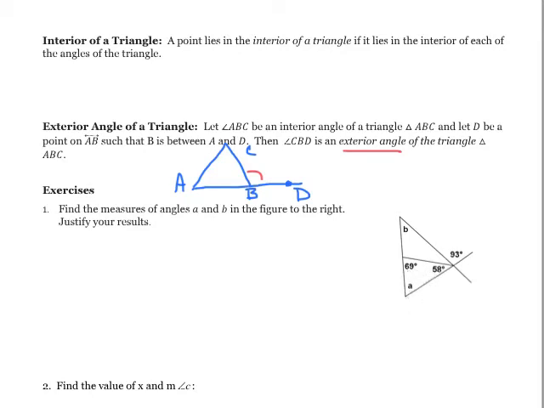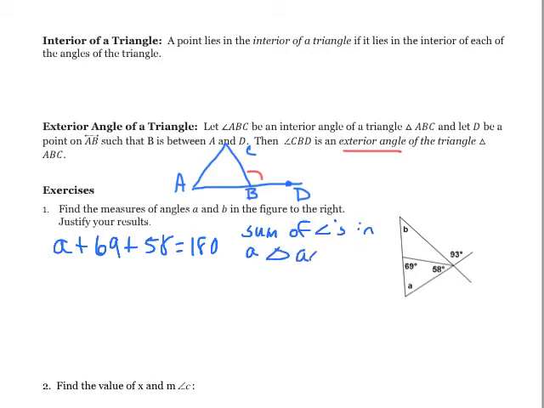So angle A can be found by directly subtracting the other two angles from 180, because we know the sum of the angles in a triangle add to 180. You have to justify your steps, so you say the sum of angles in a triangle add to 180. Solving that, we get A is equal to 53 degrees. When you subtract 58 and 69 from 180, you get A is 53 degrees.